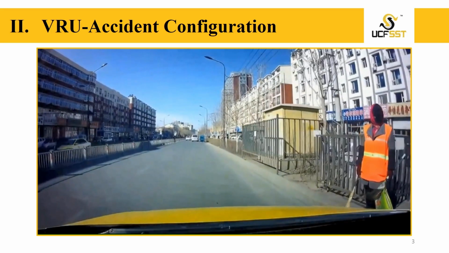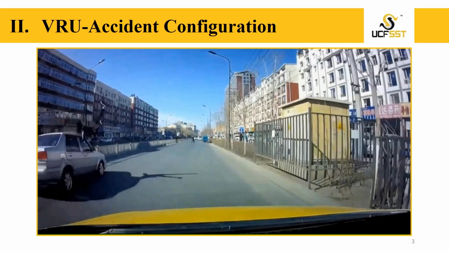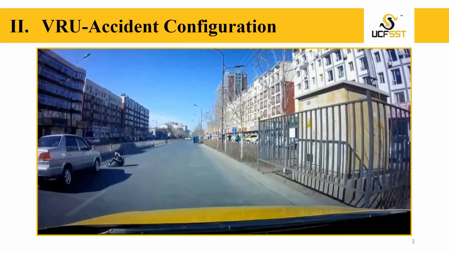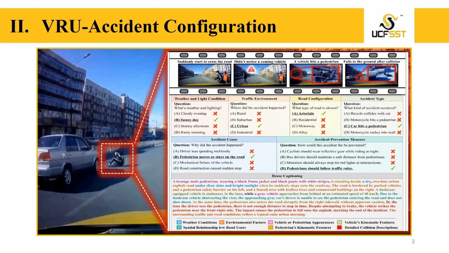Our VRU-Accident benchmark is built on real accident videos involving vulnerable road users and defines two evaluation tasks: visual question answering and dense captioning. The VQA task, spanning 6 categories from weather conditions to prevention measures, evaluates both visual understanding and higher-level reasoning, such as accident causes and preventive strategies. Dense captioning, producing detailed scene descriptions, examines whether models can capture accident dynamics and spatio-temporal interactions between vehicles and vulnerable road users.